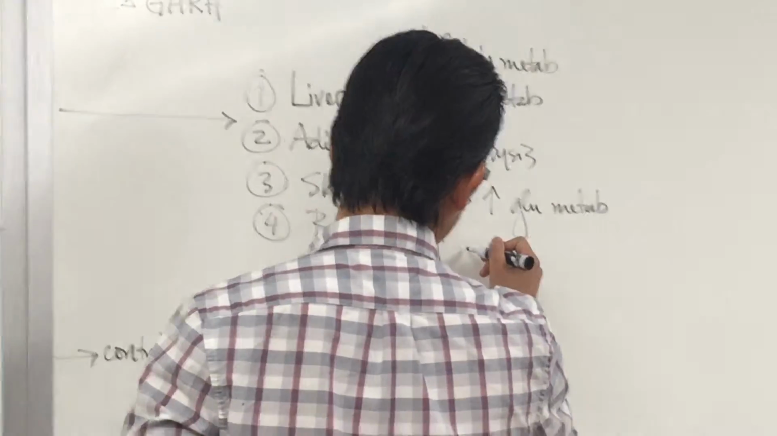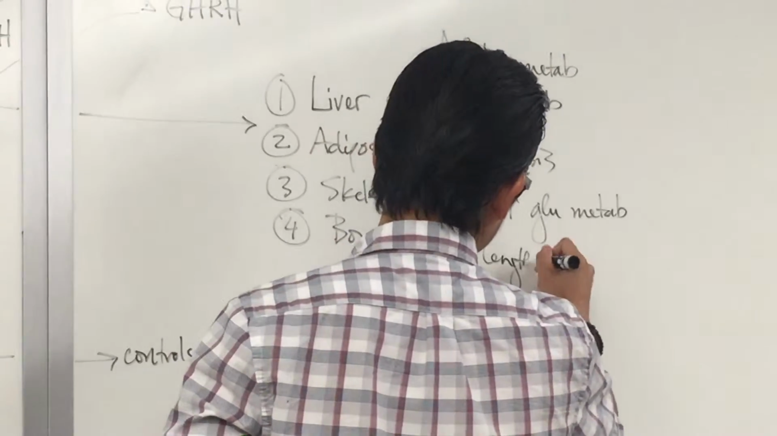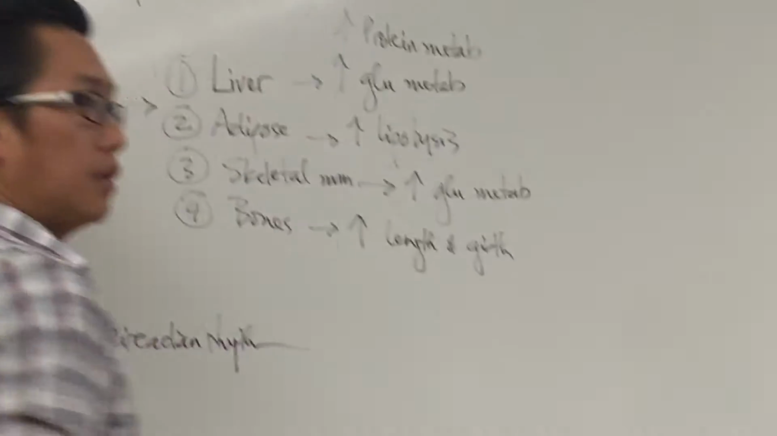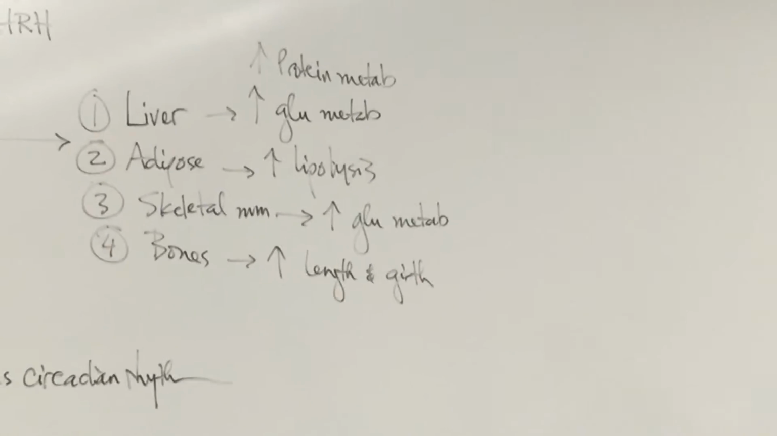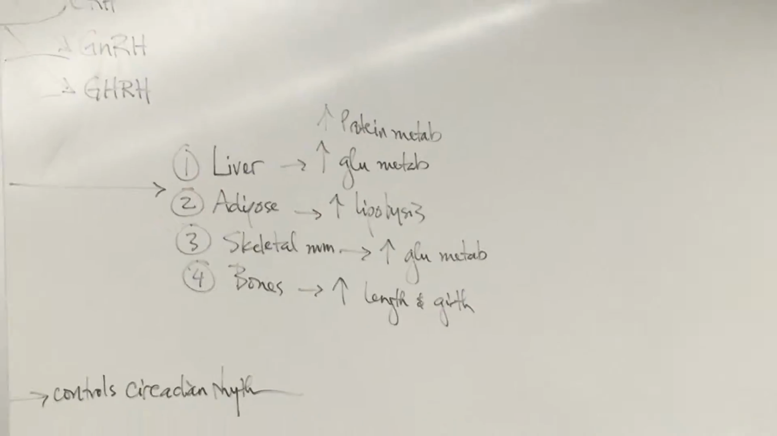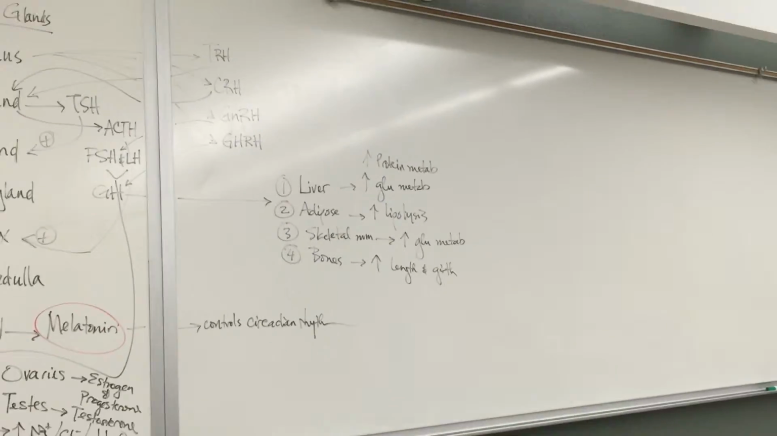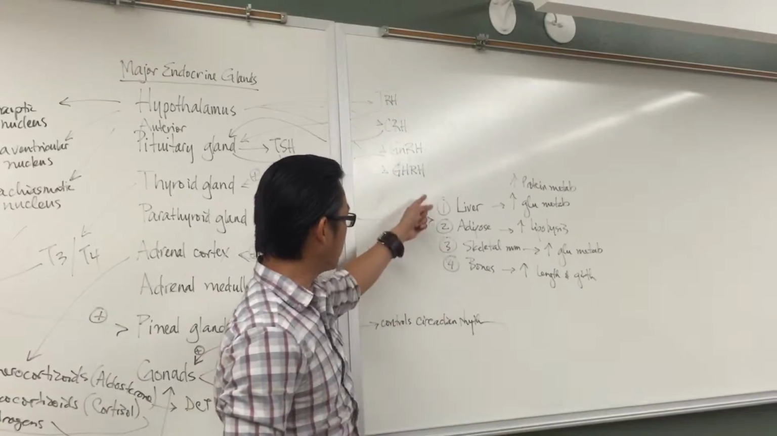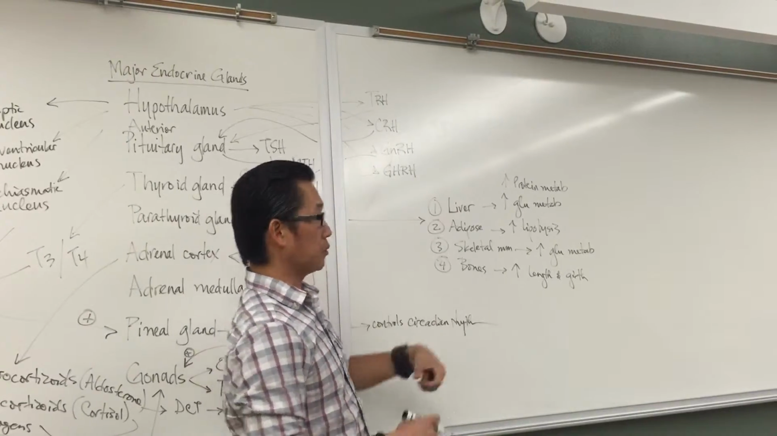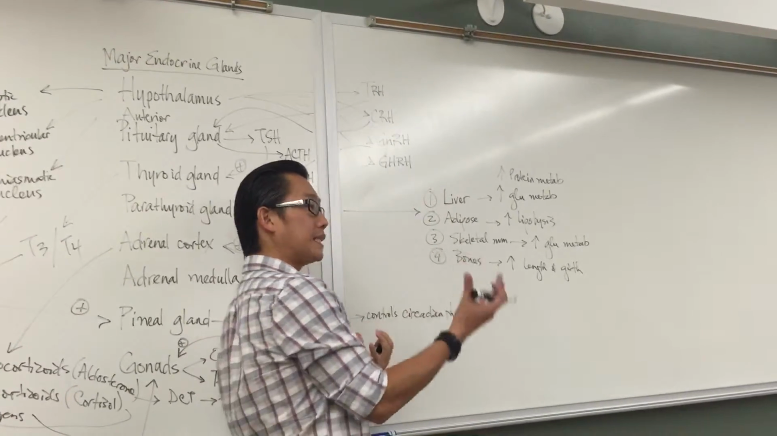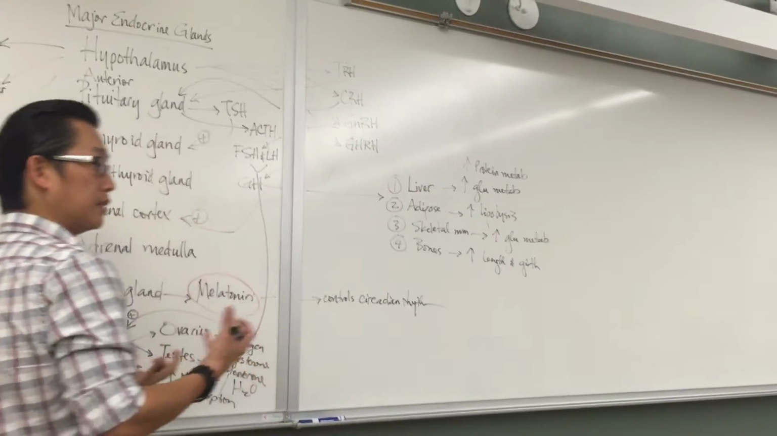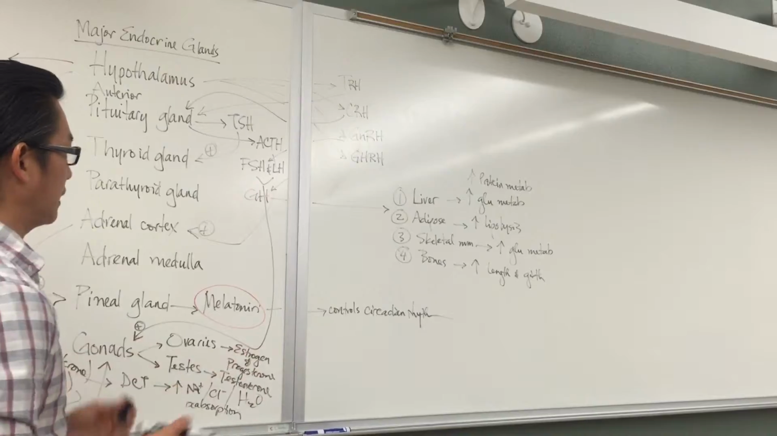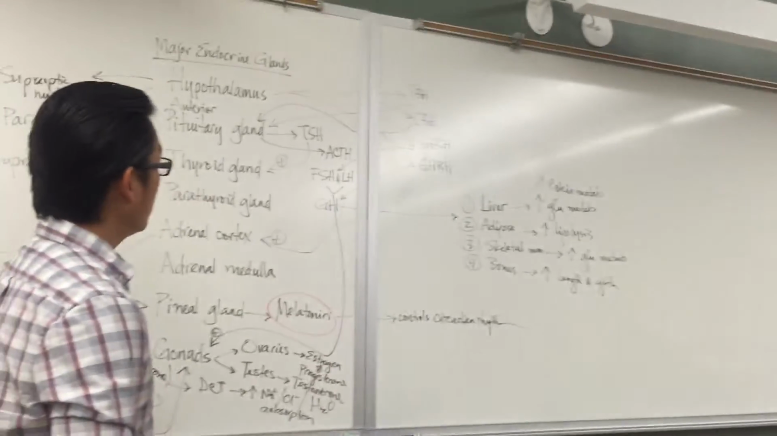Increase length of the skeletal system. Technically, growth hormone doesn't go to any of the other places except for the liver, which will induce the liver to release a different type of hormone called insulin-like growth factor. But that's just something extra you guys don't have to know.